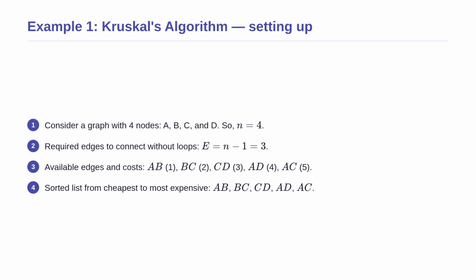Before we move on, let us see this with a concrete example. Imagine we have a graph with 4 nodes labeled A, B, C, and D. This means our total number of nodes, n, is 4. To connect them all without loops, we need exactly one less edge than the number of nodes, which is 3 edges. We are given the costs of all possible connections. Our first step in Kruskal's algorithm is to sort these edges from cheapest to most expensive. Our sorted list is AB, BC, CD, AD, and finally AC.